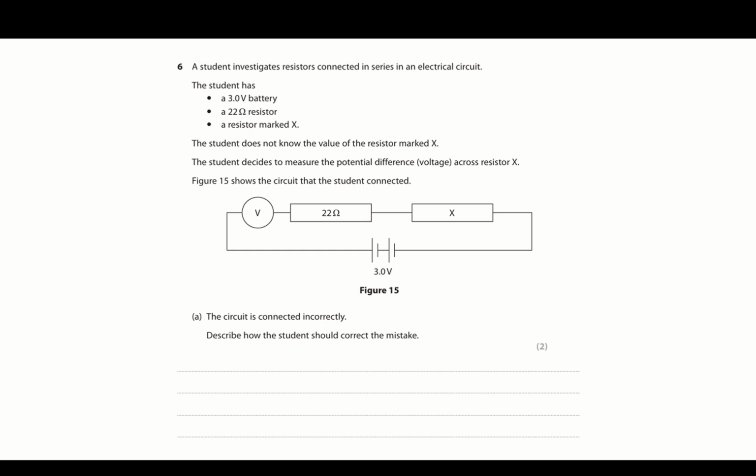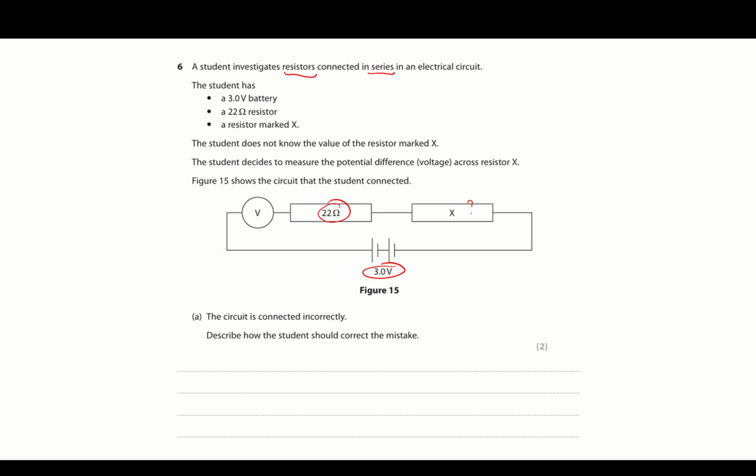Question 6. A student investigates resistors connected in series. They've got a 3-volt battery, we can see that there. A 22 ohm resistor, we can see that there. And a resistor marked X, there we go. The student does not know the value of the resistor marked X. They decide to measure the potential difference across it.